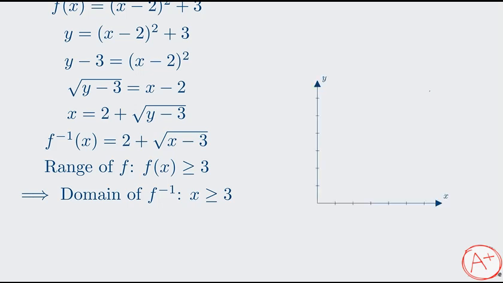Let's visualize this relationship on a graph. Here is the line y equals x. This curve is our original function f of x, starting from the vertex at (2, 3). And here is its reflection, the inverse function f inverse of x, which starts at (3, 2).